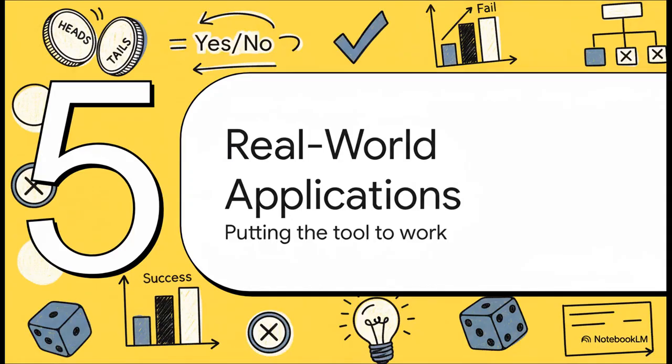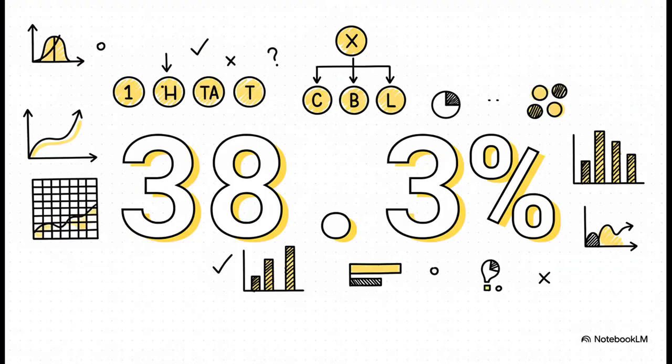All right, enough with the theory. Let's go back to our opening question and see this thing in action. This is the payoff. So, that question about the drug. What's the probability of exactly 7 out of 8 patients responding? Well, you run the numbers through the formula and you get 38.3%. Boom. The binomial distribution gives us that precise, really powerful answer.